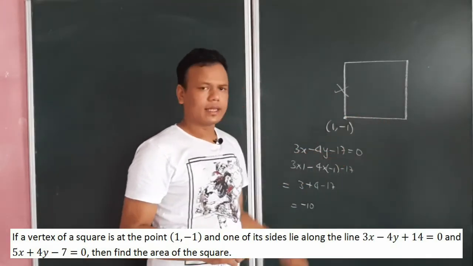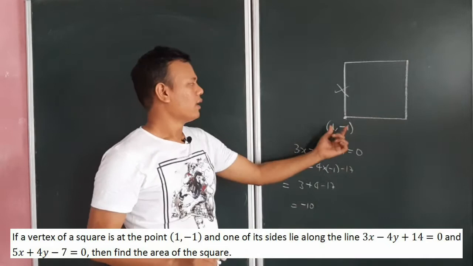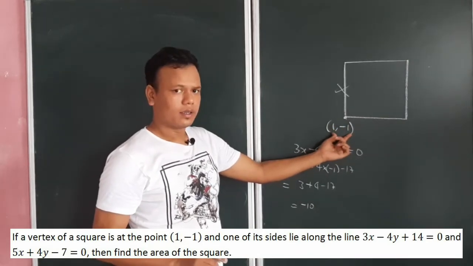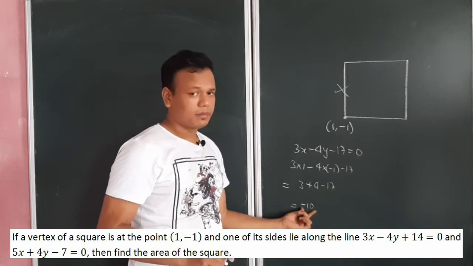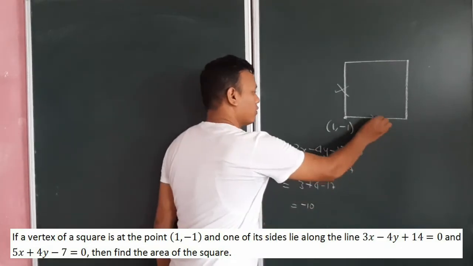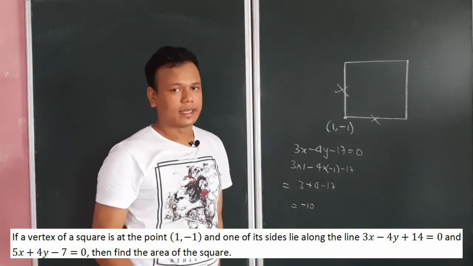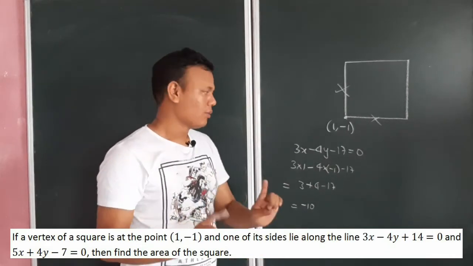Similarly, this cannot be the line, because in this line again we have got 1 comma minus 1. Yes, so 1 comma minus 1, this does not satisfy because I am getting minus 10. So that's why this also cannot be this particular line. Okay, so now my work is very easy.